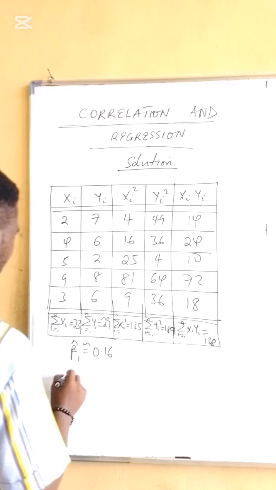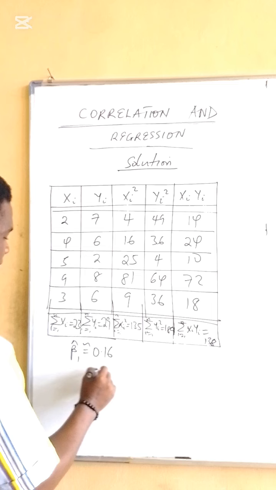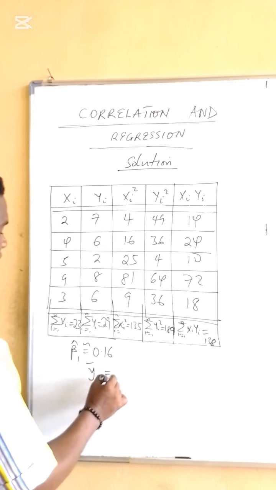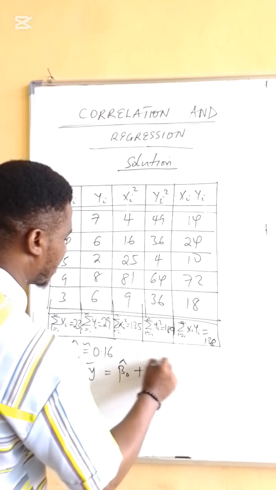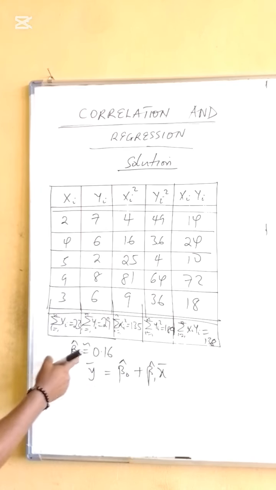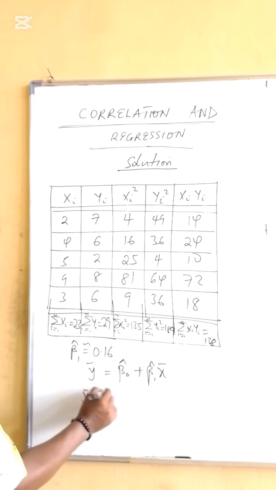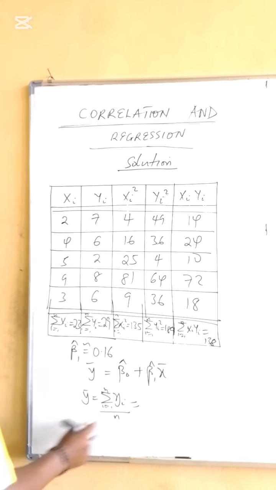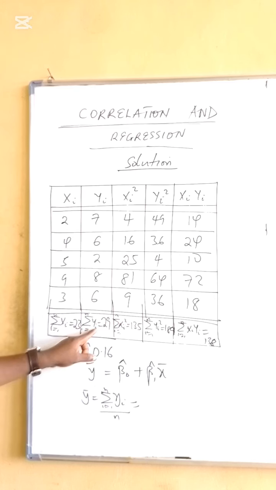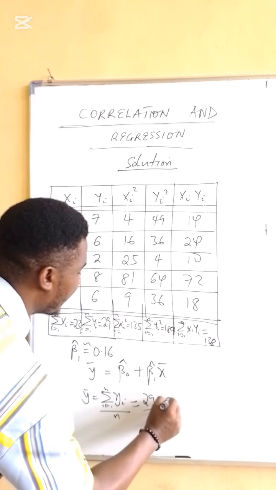Let's obtain beta naught. For us to obtain beta naught, recall that y bar is equal to beta naught cap plus beta 1 cap x bar. Okay, now it means we need y bar. What is our y bar? It is the mean, and y bar will now be summation from i equals 1 to n of yi all over n. Our summation yi is 29 divided by n, which is in this case 5. What would that give us? 29 divided by 5 gives us 5.8.